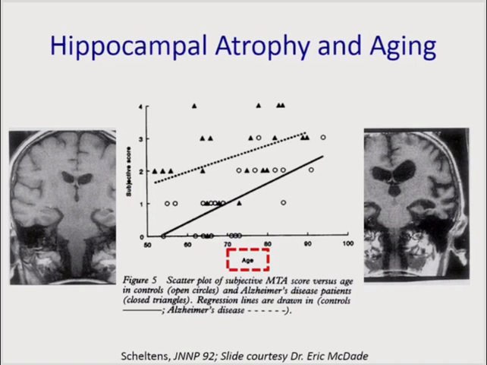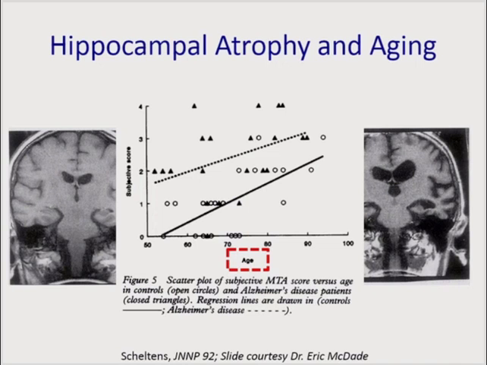So in this figure here, there's two regression lines. The dotted lines are for individuals with Alzheimer's disease. The solid line are actually for cognitively normal individuals. So this is that same subjective scale score that I was talking about before. So higher is worse here. And as you can see, with aging, even in the normal elderly population, there's quite a lot of atrophy.